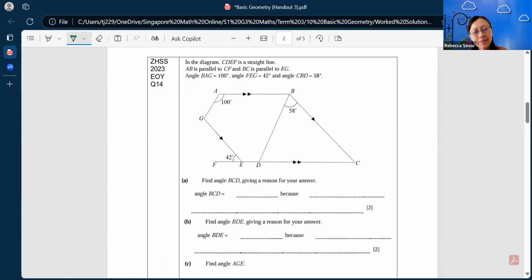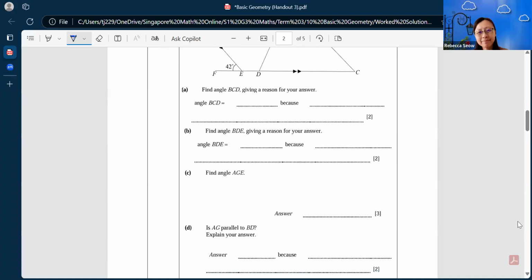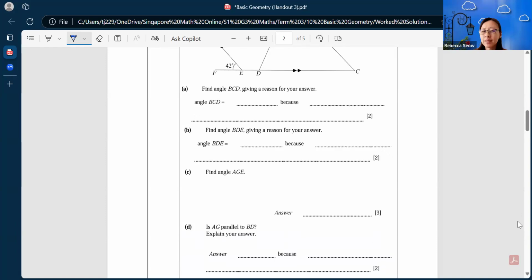Let's take a look at the next question, taken from Zhonghua Secondary School, 2023 EOY question 14. We are told that in the diagram, CDEF is a straight line. AB is parallel to CF, and BC is parallel to EG. Angle BAG is 100 degrees, angle FEG is 42 degrees, and angle CBD is 58 degrees. We want to find angle BCD, BDE, AGE, and finally, if AG is parallel to BD.